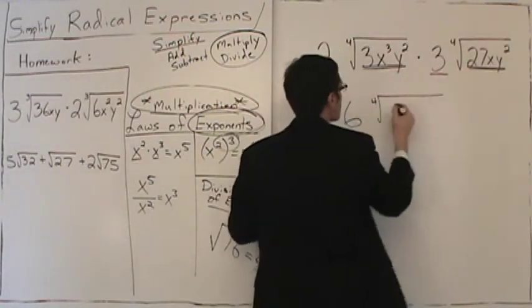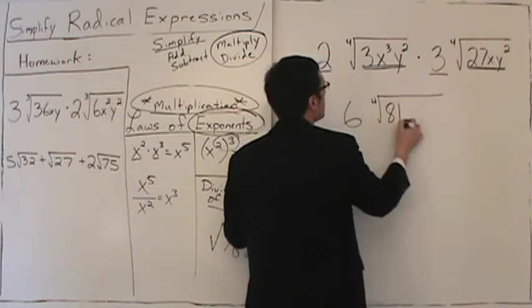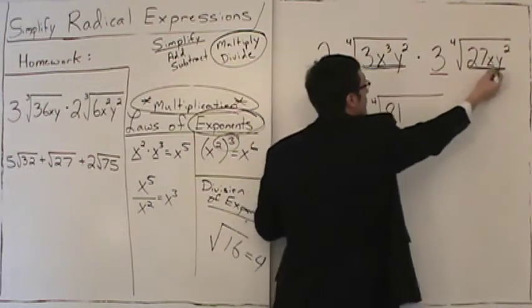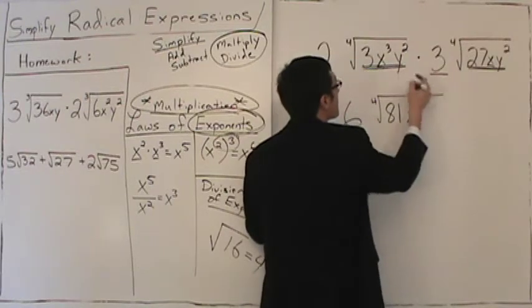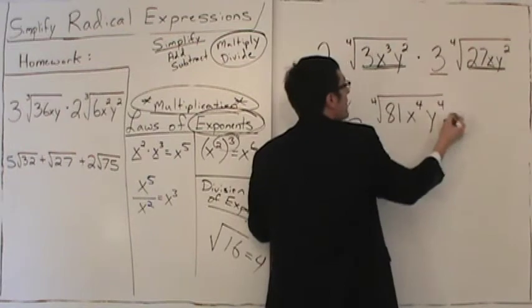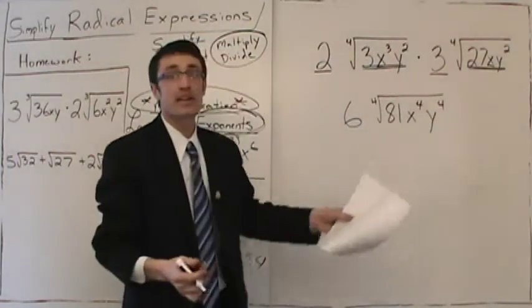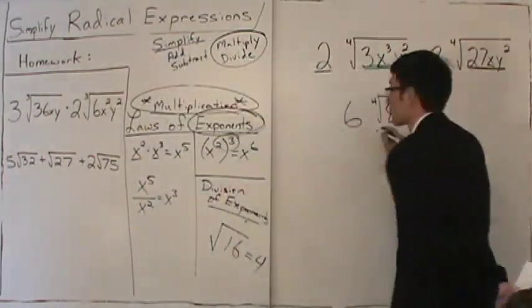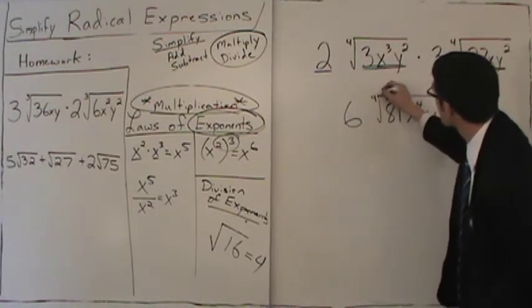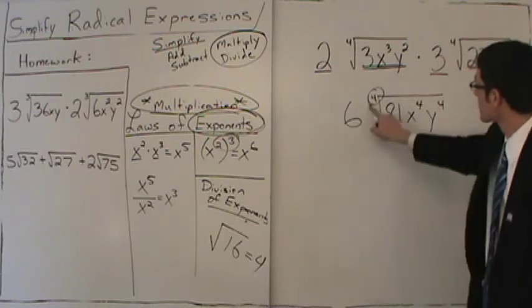So multiply these together. 3 times 27 gives 81. Okay, so write 81 x cubed times x. We're adding exponents. x cubed multiplied by 1 more x gives x to the fourth. And y squared times y squared, 2 plus 2 gives y to the fourth. Now, after you combine, you then have to simplify your radical by taking out groups. After the last video, we learned the concept of taking out groups of what? Groups of 4. So we're going to take out groups of 4.